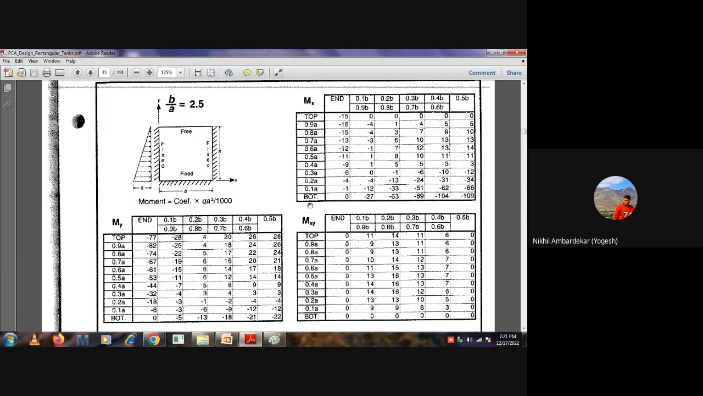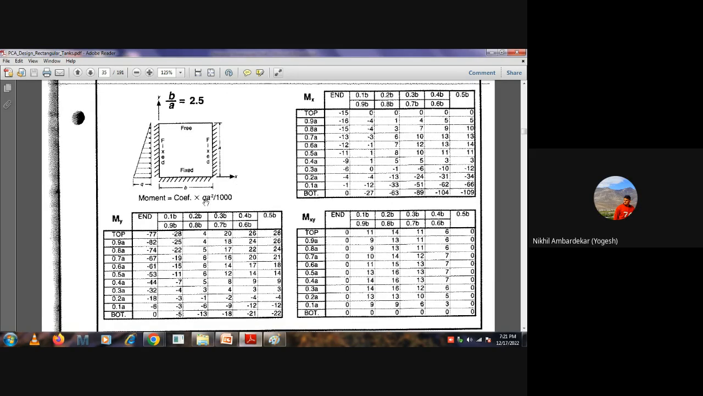It comes at the bottom. Obviously the maximum bending moment is for the fixity at the base, and somewhere at the mid span. That is 109. So now what will be my bending moment?